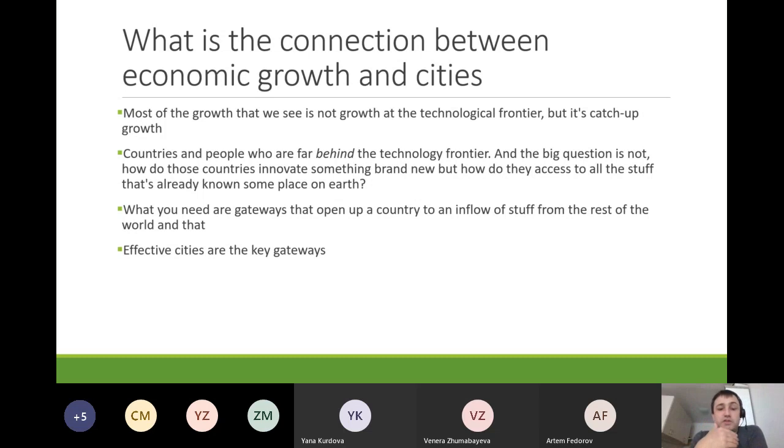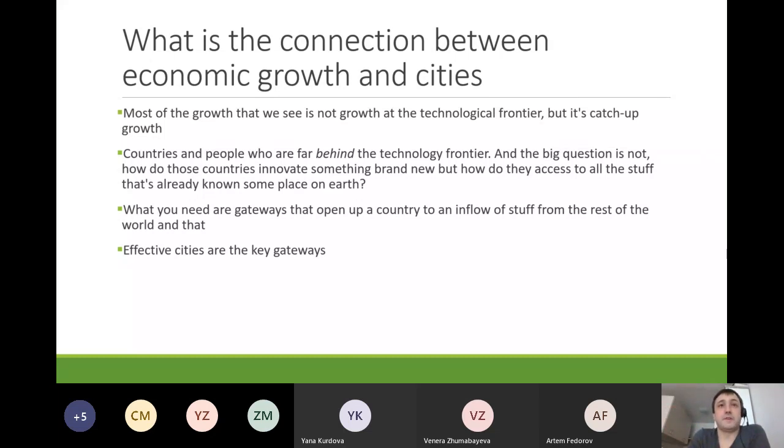So most of the growth which we see now is not growth at the technology frontier, but it's catch-up growth. Basically, the global growth of GDP was something about 3%, 3.5% in recent years. It was a little bit less than it used to be. The world now doesn't grow as fast as it did only about 10 or 20 years ago. And most of the GDP growth which we see in the world is coming from places like China, India, Indonesia, Vietnam, while the developed countries are actually not growing so fast.